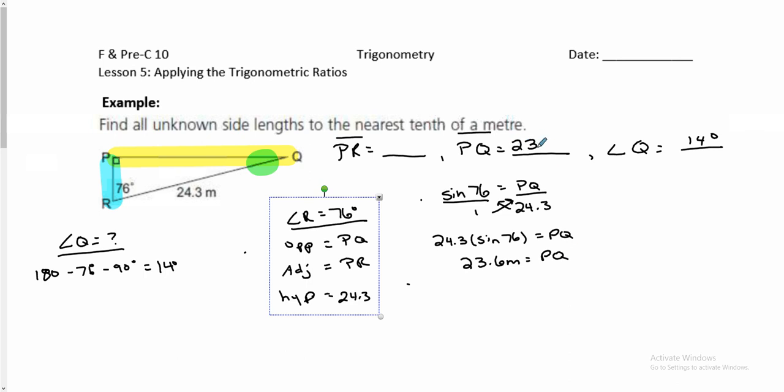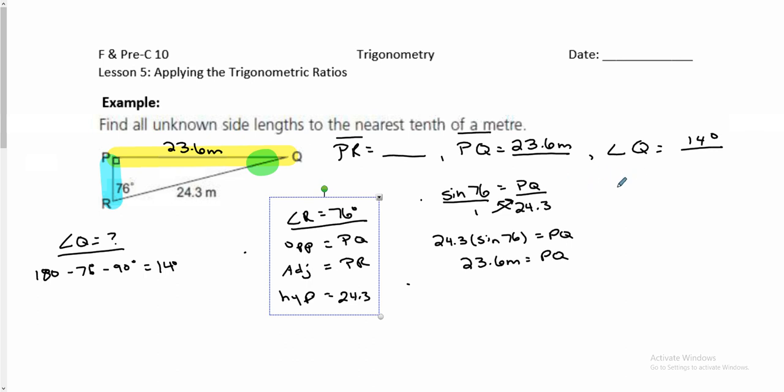And I label that here, or you can label it over here so you know where it should be. And this makes sense, right? Like RQ should be the longest side, and PQ should be fairly long, but it cannot be longer than this side because this is the hypotenuse side.